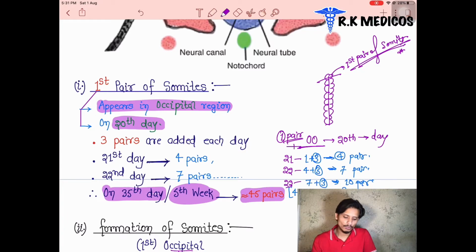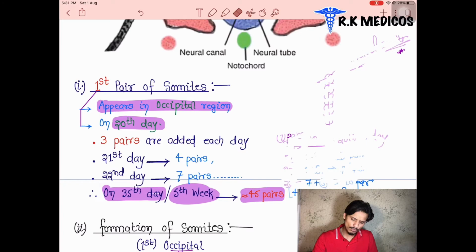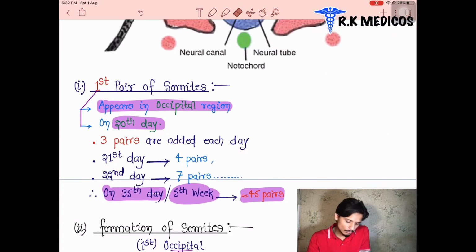And what is the role of these somites? We will discuss it within 2 minutes, but for now you can see that these somites are formed, 45 in number approximately. There may be 42 to 45, like this. Three pairs are added each day, and on the 35th day they reach up to 45.